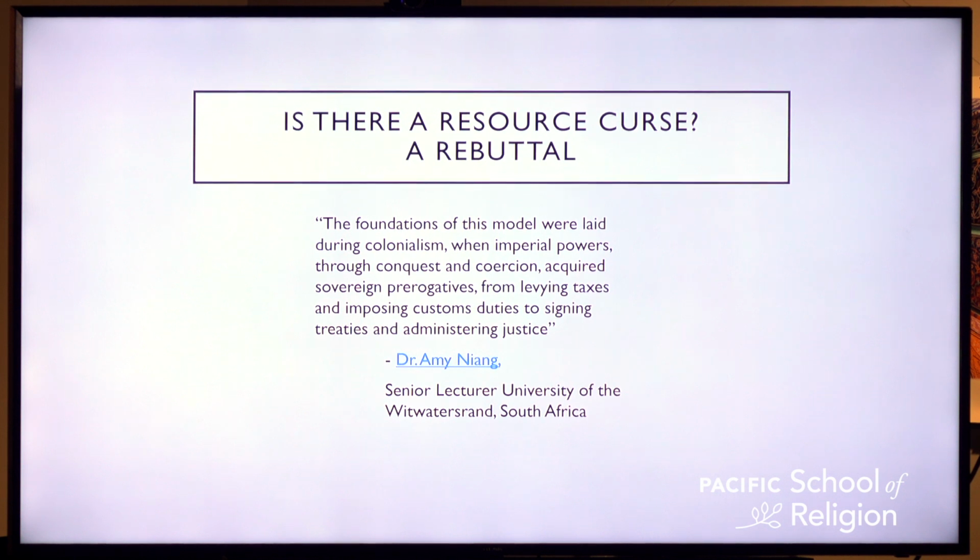So really what Dr. Niang is talking about is that colonialism led to the eradication of culture and community, right? It led to the eradication of their natural, organically grown economy. And they did so to create an infrastructure that suited the colonizer, not the colonized.